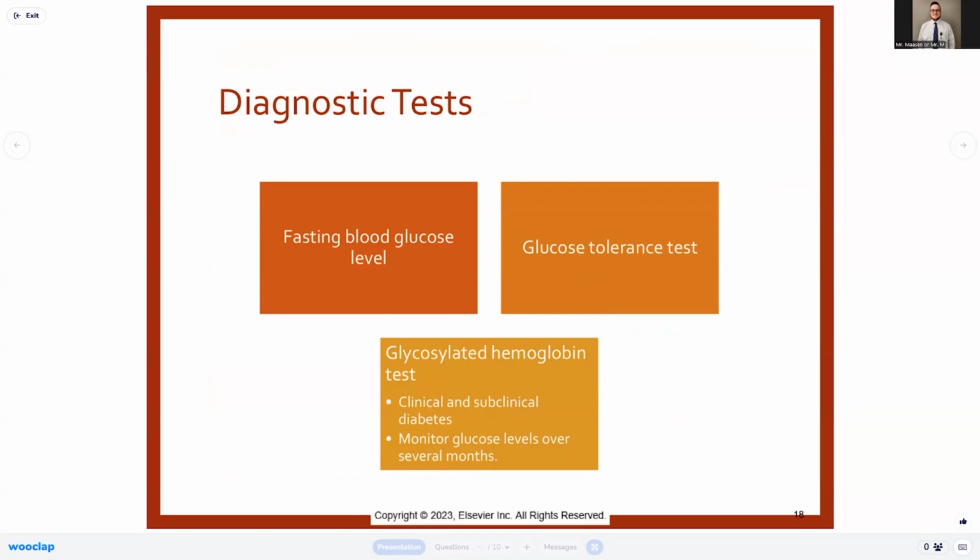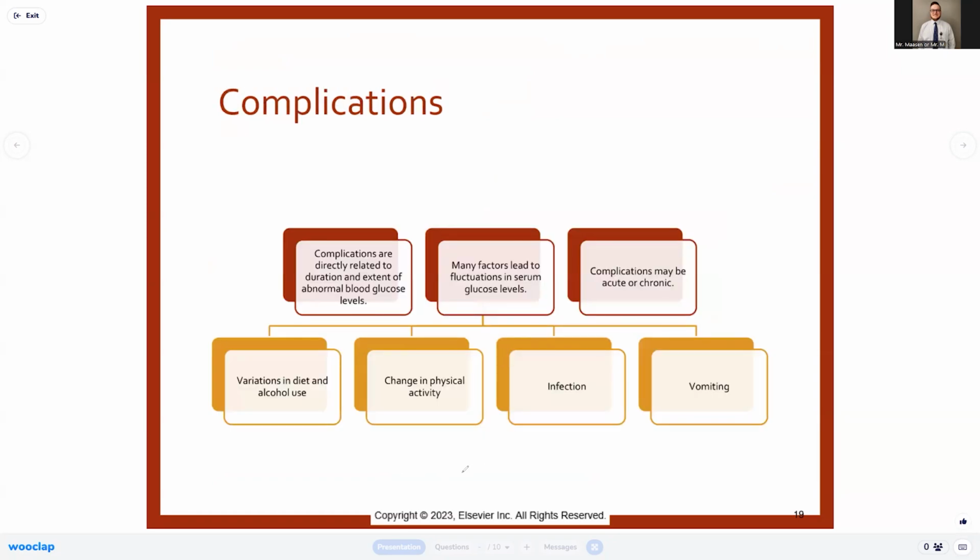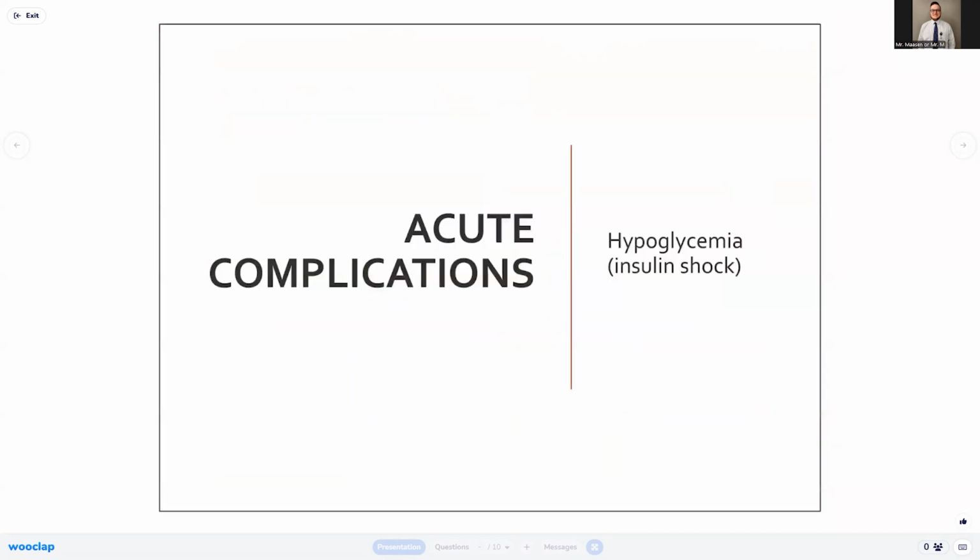So complications are usually related to, again, how much glucose is in the blood and how long it's there. Complications can be acute or chronic. Glucose is going to change with levels of physical activity, diet, and alcohol consumption. Could be nausea, vomiting. Infection is more prone. Skin injuries are more prone. Poor wound healing, that kind of stuff. So those are acute complications, not chronic ones.